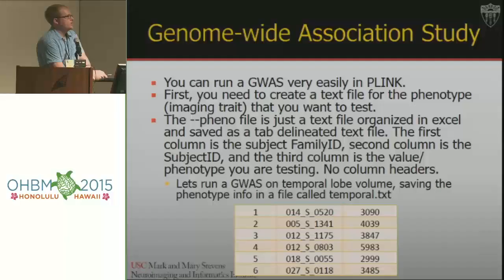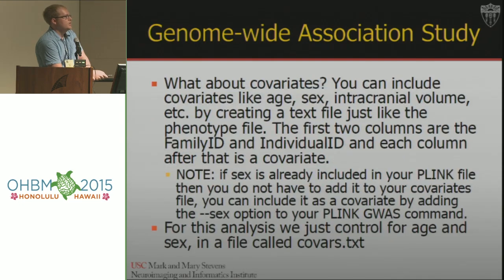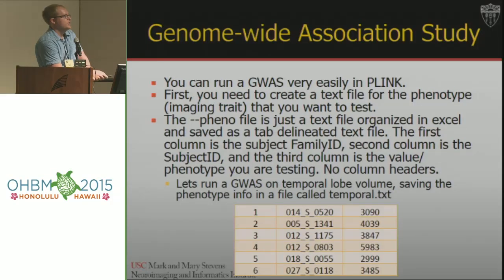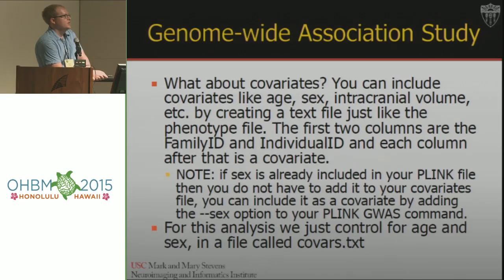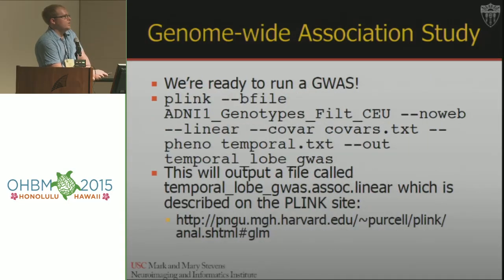So here are some steps for running a genome-wide association study in Plink. It's quite easy, so I won't spend too much time on it, but you essentially just pick an imaging phenotype, which could be any kind of phenotype, put it in a text file and use the --pheno command. Then you can also implement covariates. You'll create a very similar file where each additional column would be the covariates of interest, and run it in Plink.